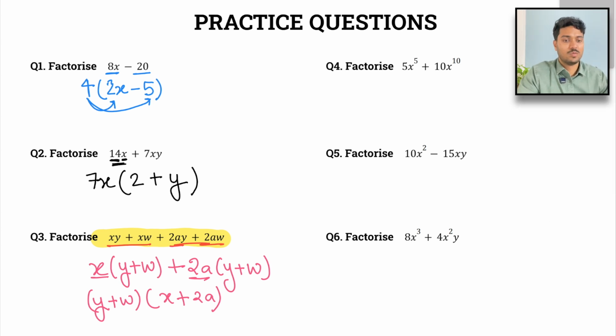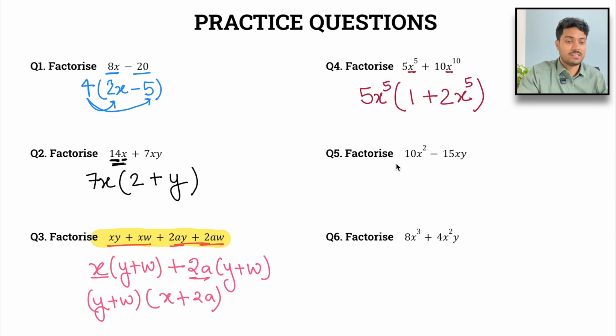Now let's move on to question number 4. We have 5x raised to 5 plus 10x raised to 10. So from 5 and 10, I can take 5 common, and from x raised to 5 and x raised to 10, the highest power that we can take common here is x raised to 5 only. So 5x raised to 5 is common, and now we can write here 1 plus 5 into 2 is 10. x raised to 5 multiplied by x raised to 5 will give us x raised to 10, because in terms of exponents, when they get multiplied, the exponents get added with the same base.